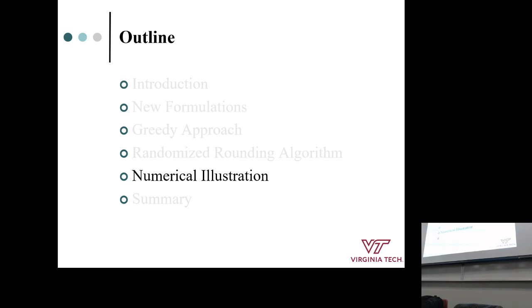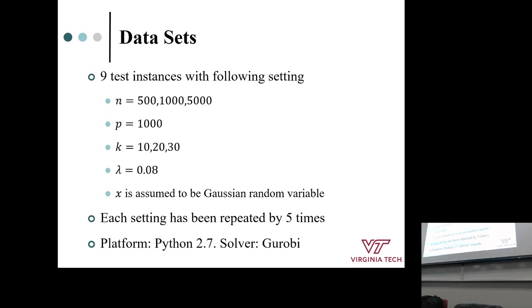So now finally we do this numerical illustration. In our paper, we tried much larger instances, but here I will report these instances. We choose lambda very small, 0.08, so quite a small spectrum. But it's enough for us to guarantee a lot of results, and we try different numbers of data points, 500, 1,000, and 5,000, and we fix the number of features equal to 1,000 or 5,000, and k is the sparsity, how many features you want to select.